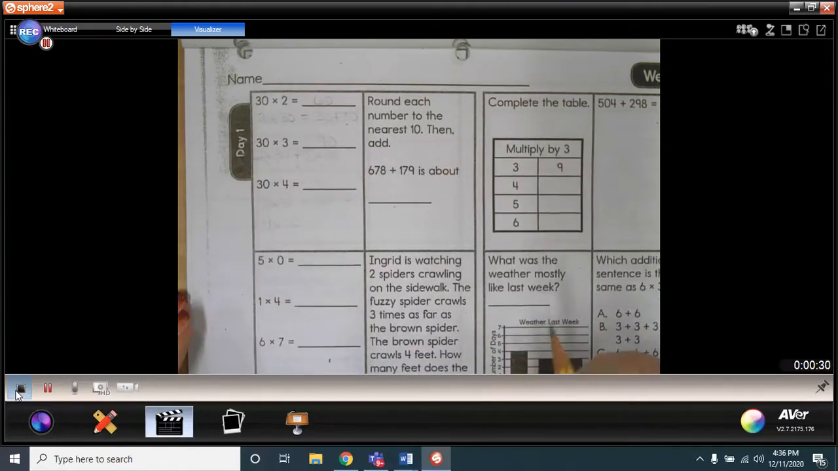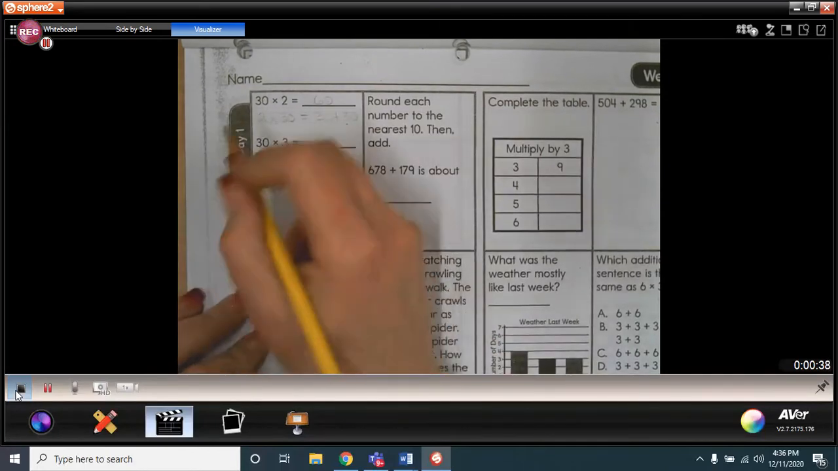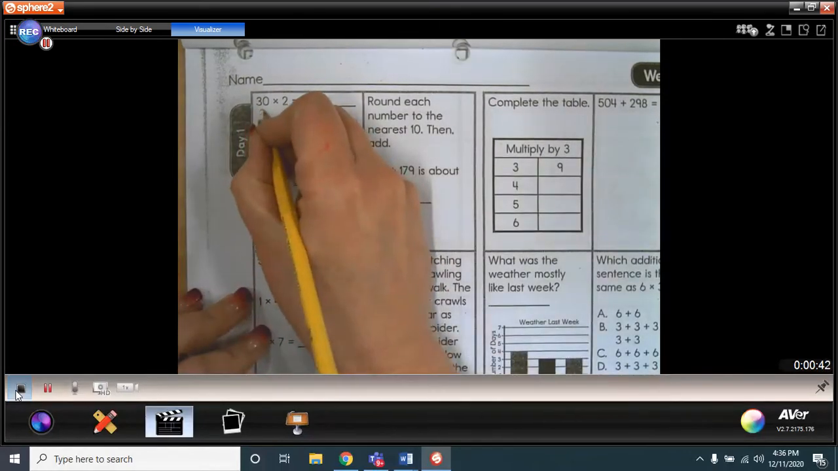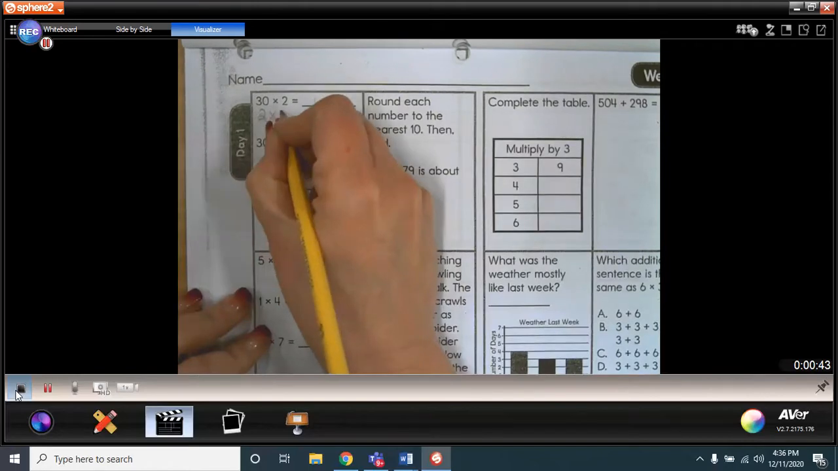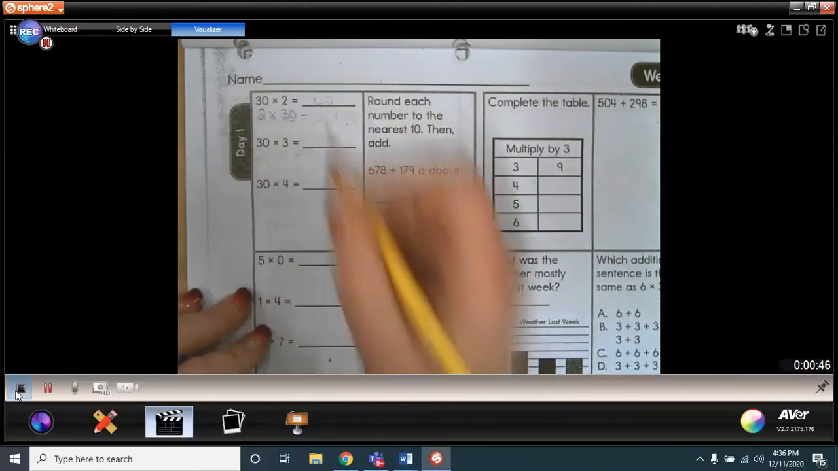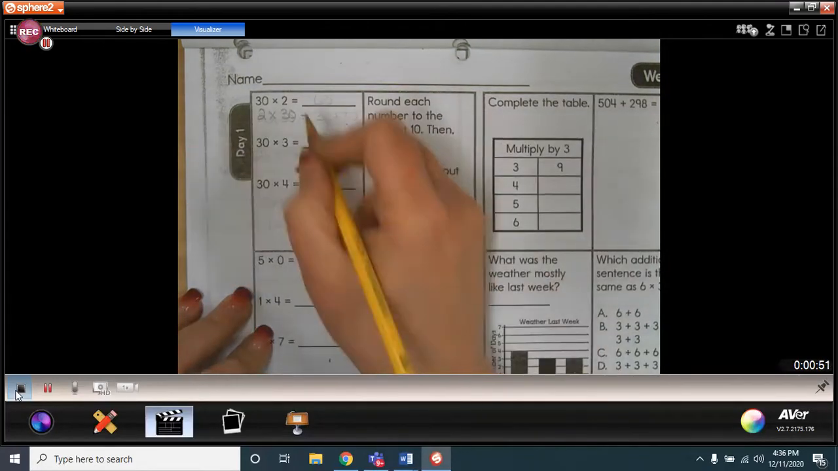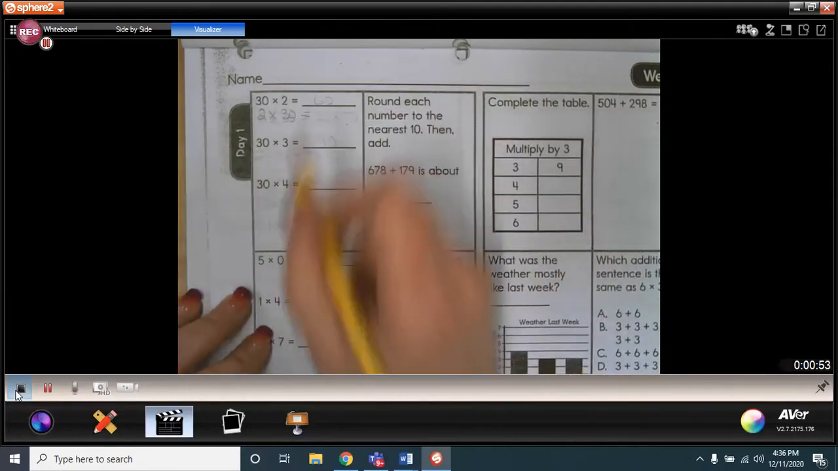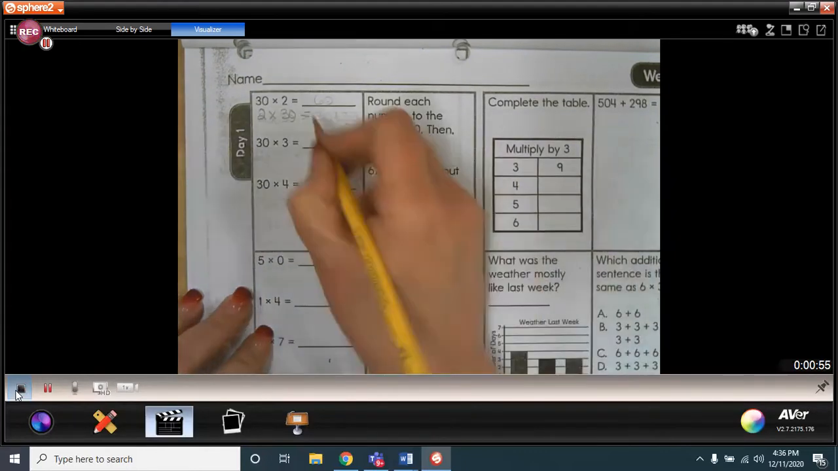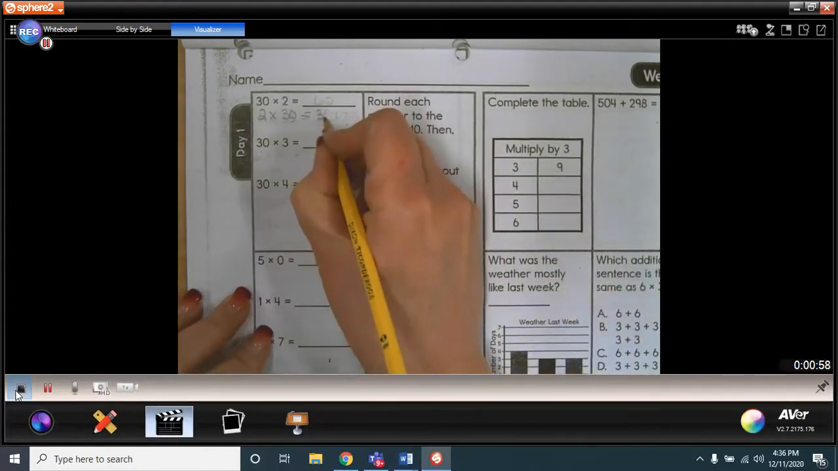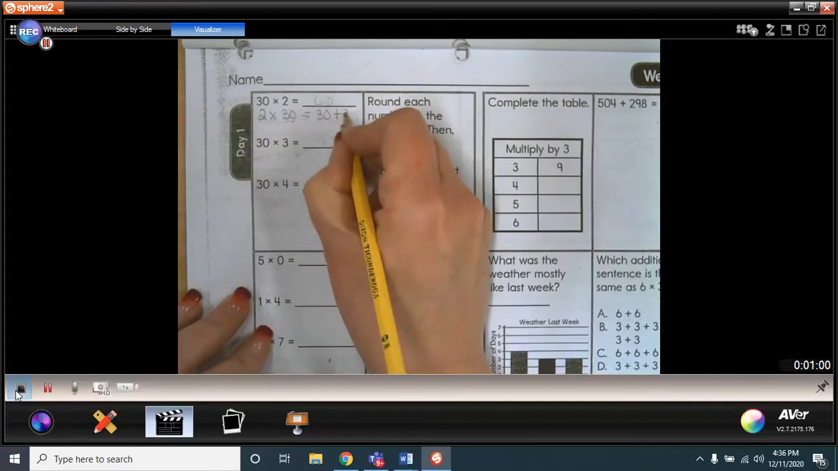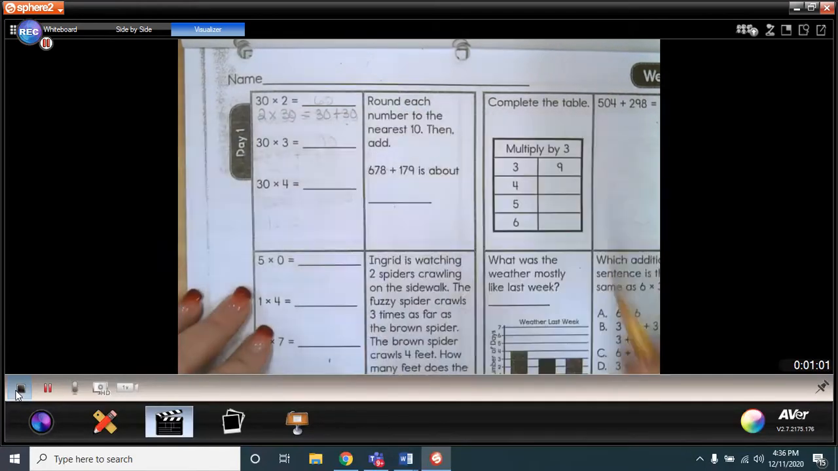So number one, we're going to look at our first set of problems. We have 30 times 2, which means you have 30 groups of 2. Or we could use our order property and say, let's switch the factors and make it easier for ourselves and say 2 groups of 30. Well, what does that mean, 2 groups of 30? So instead of counting 30 groups of 2, I'm just going to say I understand this as repeated addition. And I know that it's going to be 30 plus 30.